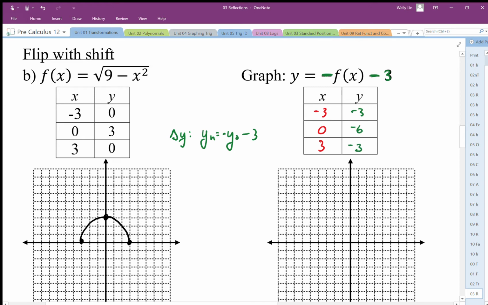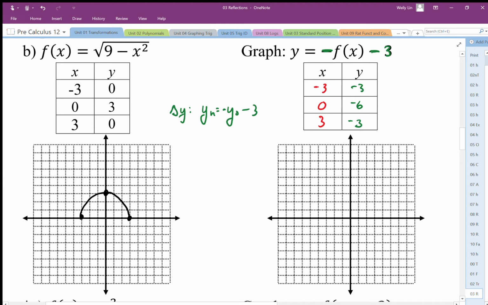I'm going to give you these coordinates. So to kind of visualize what that's going to look like, it's going to be upside down and then down. So when I actually track these coordinates, negative 3, negative 3, 0, negative 6, 3, negative 3, it gives us the graph that we were kind of expecting.